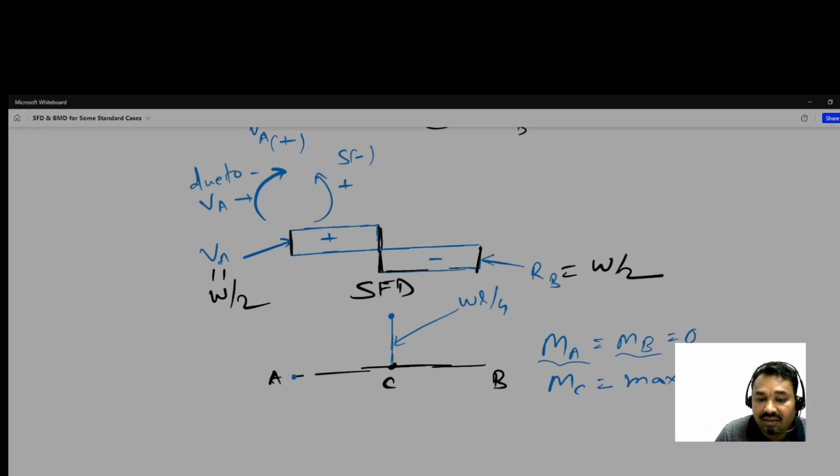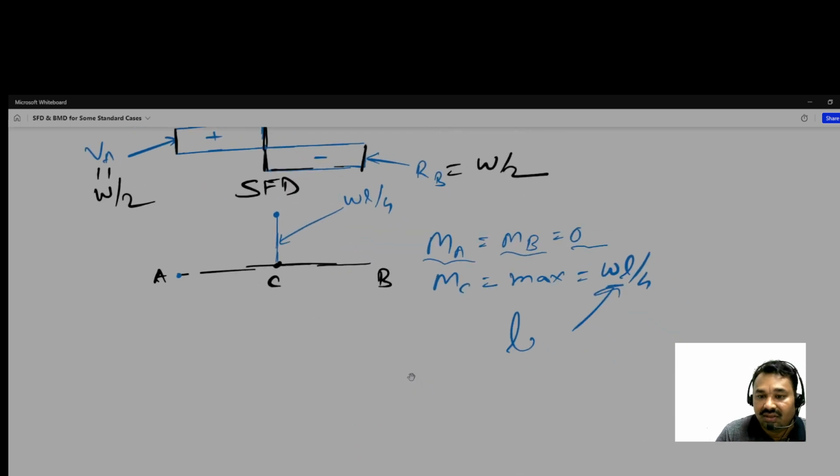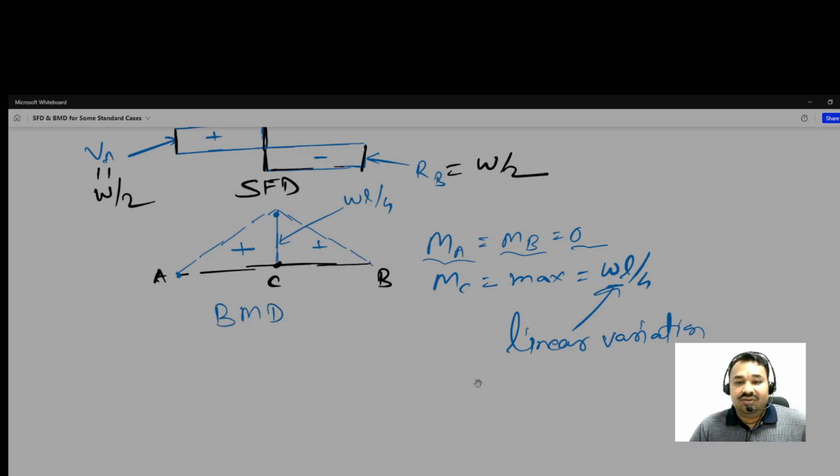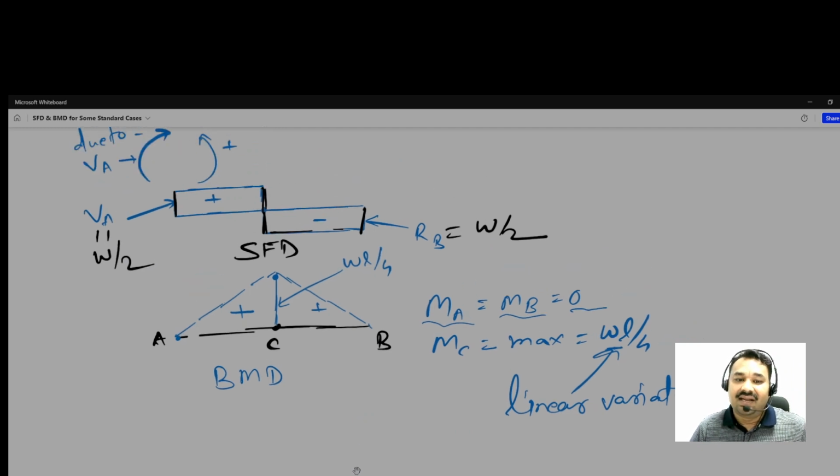So here you do not need to think about parabolic, meaning concave and convex. You can see this equation, the variation is what, linear variation. So that's why it is varying linearly, and both positive, this is your bending moment diagram. So hope you will enjoy it, and in this way I have done. Thank you.